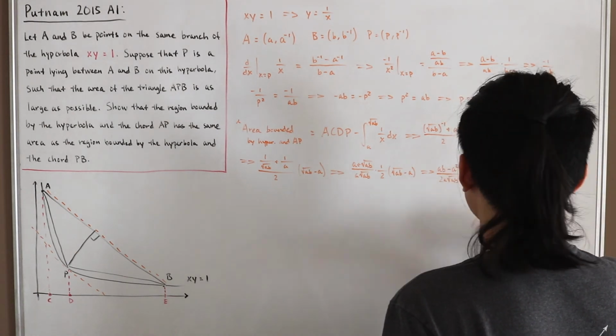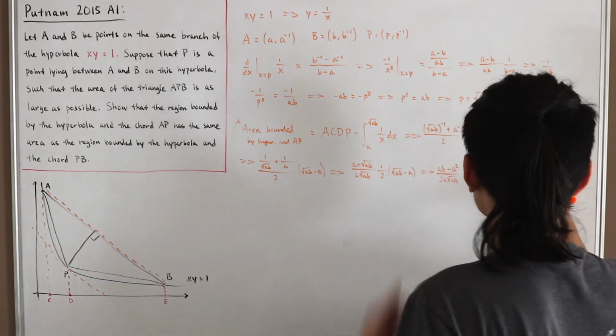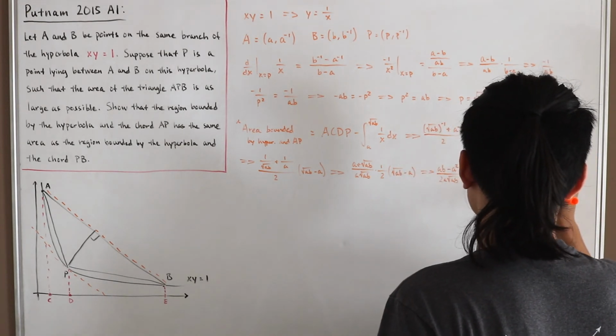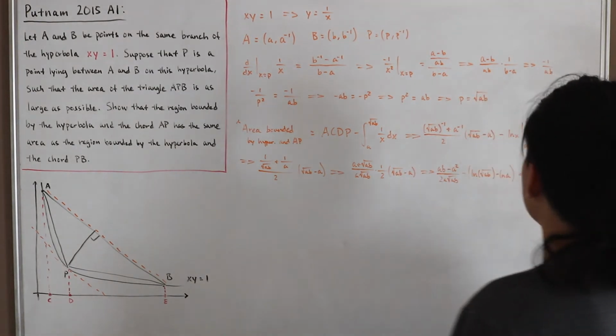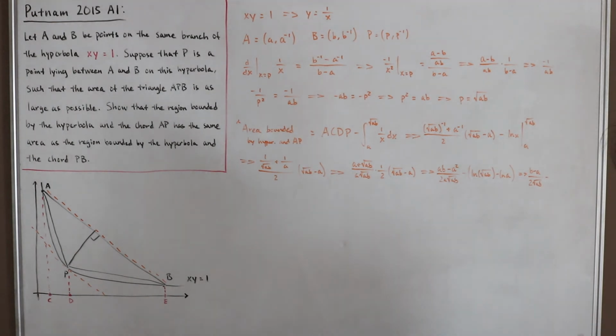Then divide this by 2 times the square root of AB. And then subtract with, okay, so we use our natural log rules. So this is the natural log of the square root of AB.